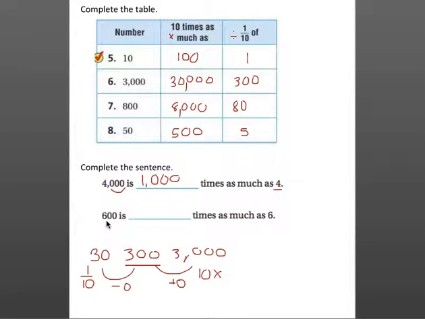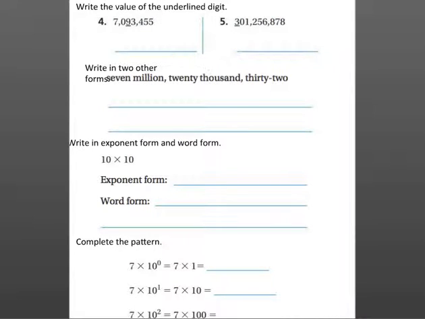And down here for 600, well, to get from 600 to 6, I only had to multiply by 1 using mental math, and I have 2 zeros here, so that means that 6 is 100 times. That's how you get 600. So that's a little bit of our place value and pattern. So we're going to move on and talk about the value of the underlined digit.